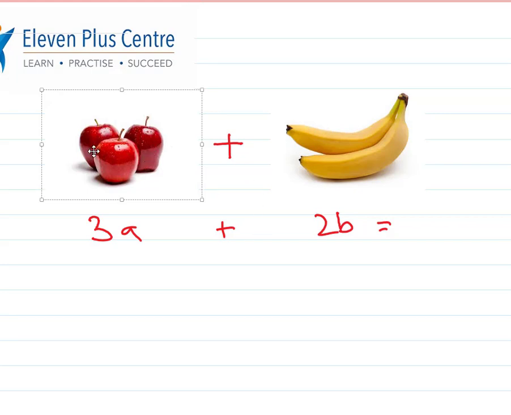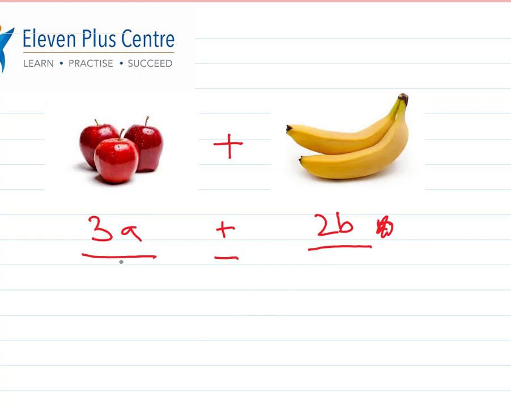Here we've got 3 apples and 2 bananas. Okay, so if someone gave you a bag and it had 3 apples and 2 bananas, and someone else said to you, what's in the bag? You wouldn't say I've got 5 apple bananas, or, although technically you could say I've got 5 bits of fruit, but in maths we're being very specific. So you would have to say I've got 3 apples and 2 bananas. Okay, so this is our answer actually. 3 apples plus 2 bananas.